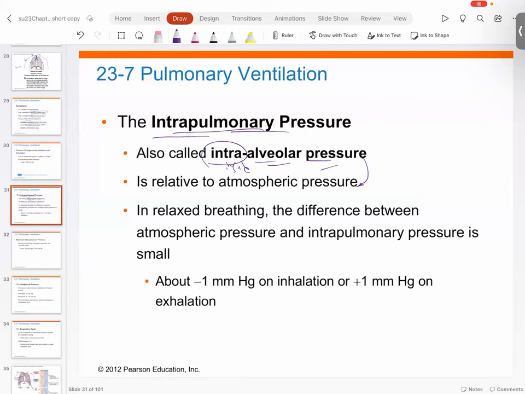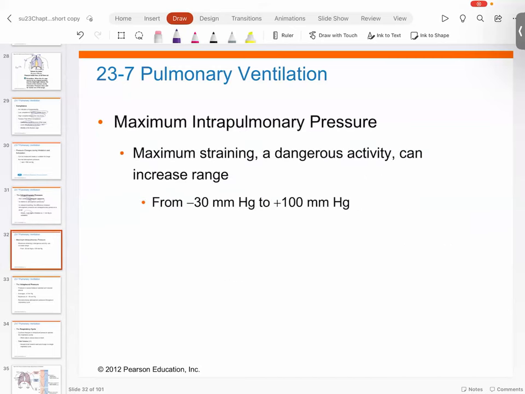Generally speaking, whenever you're just doing relaxed breathing, the oscillation difference in pressure is only plus or minus a millimeter of mercury. So you're not talking about dramatic changes in pressure. You're just talking about a millimeter of mercury up or down. And that's good enough to get you just a normal restful breathing, what we call tidal volume.